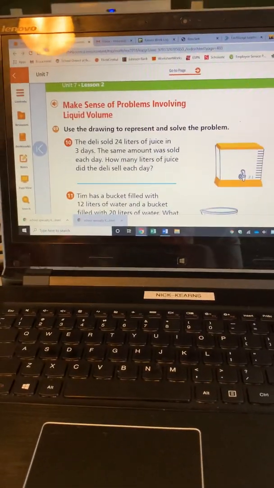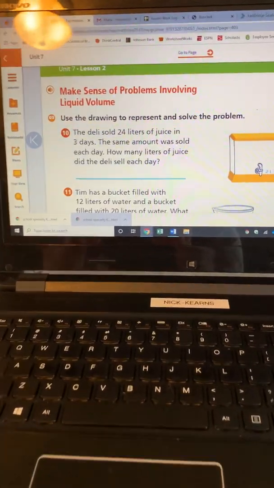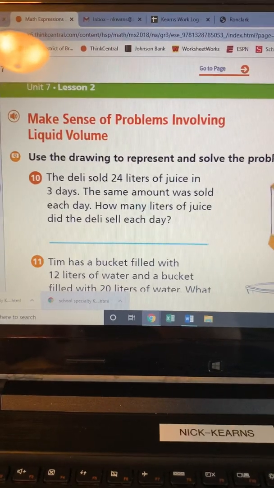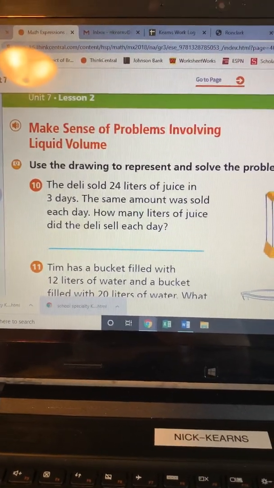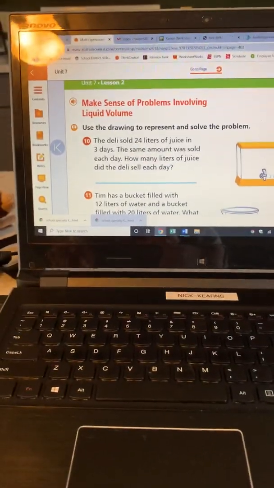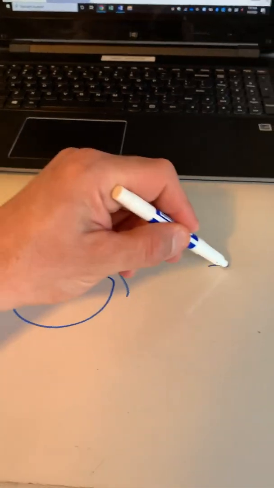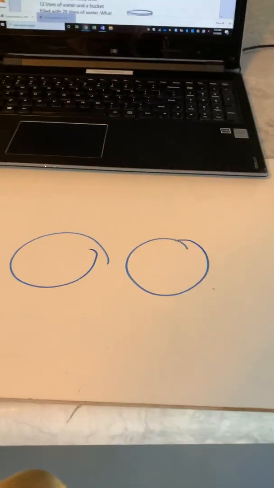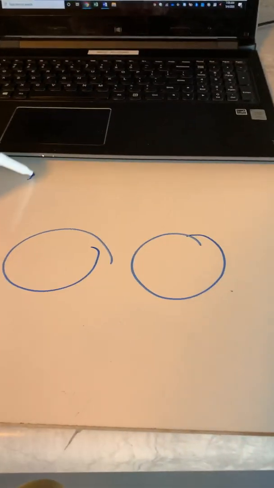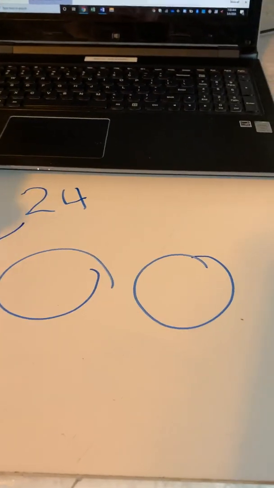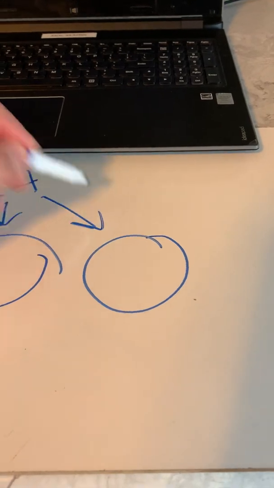I always like to draw pictures when I'm doing math, everyone. And I've been trying to get you guys to draw as many pictures as you can. I forgot to hold my phone sideways on this one. But let's try and draw a picture for this. So there was 3 days. Now, I always just draw circles to represent things. These are my days. 3 days. The total was 24. Now I have to split up these 24 between 3 days.